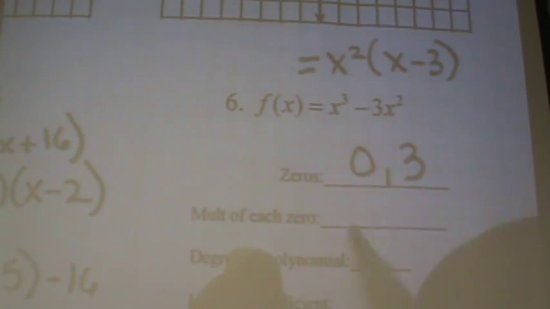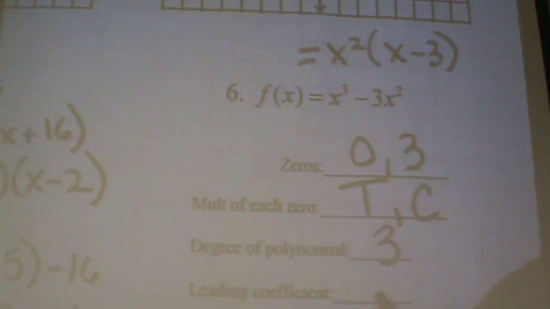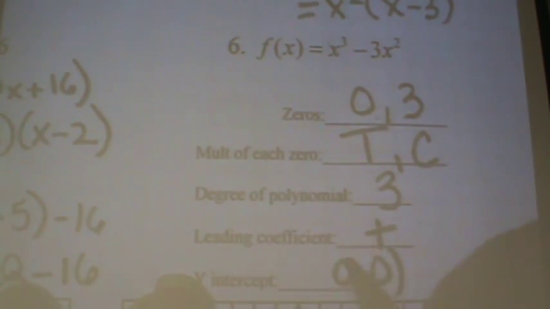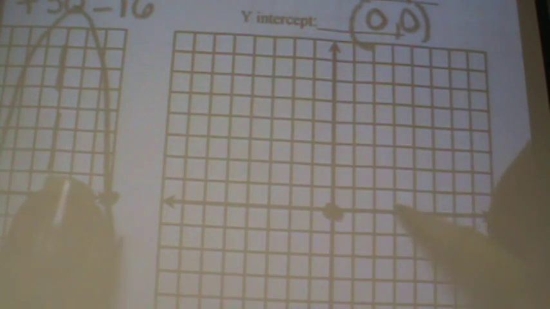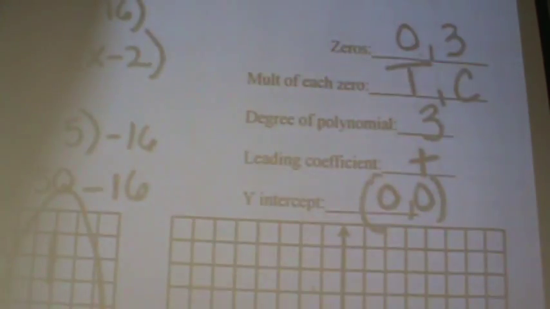The multiplicity of each 0, that's going to touch. It's even. So it's going to touch there, and it's going to cross through at 3. The degree of the polynomial is a 3, and the leading coefficient's positive. The y-intercept is your 0, 0. So this one, we have a 0 at 0 and a 0 at 3. And because this is an odd polynomial, it's going to come this way. It's going to touch at 0 because the multiplicity is even. So it's going to come this way. It's going to touch. Now, how high up?